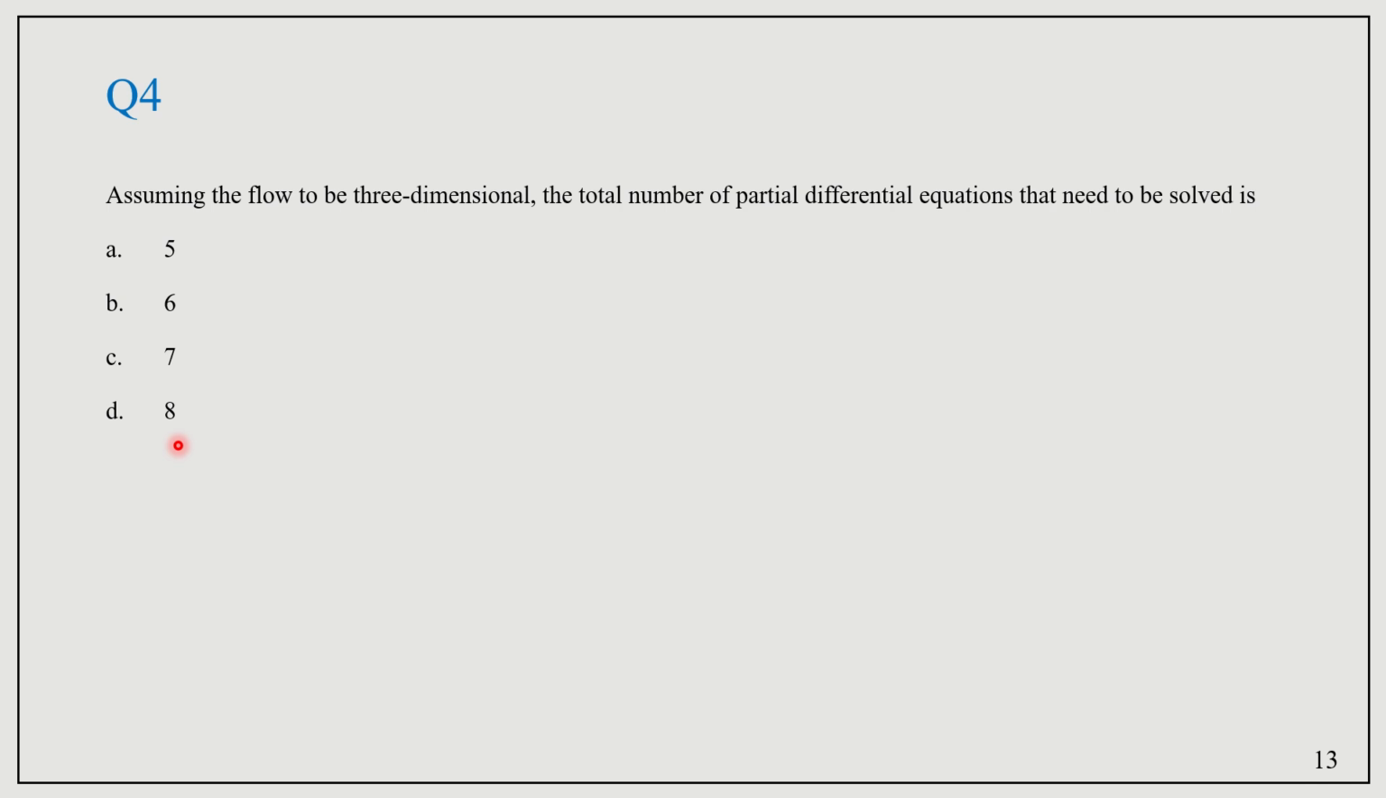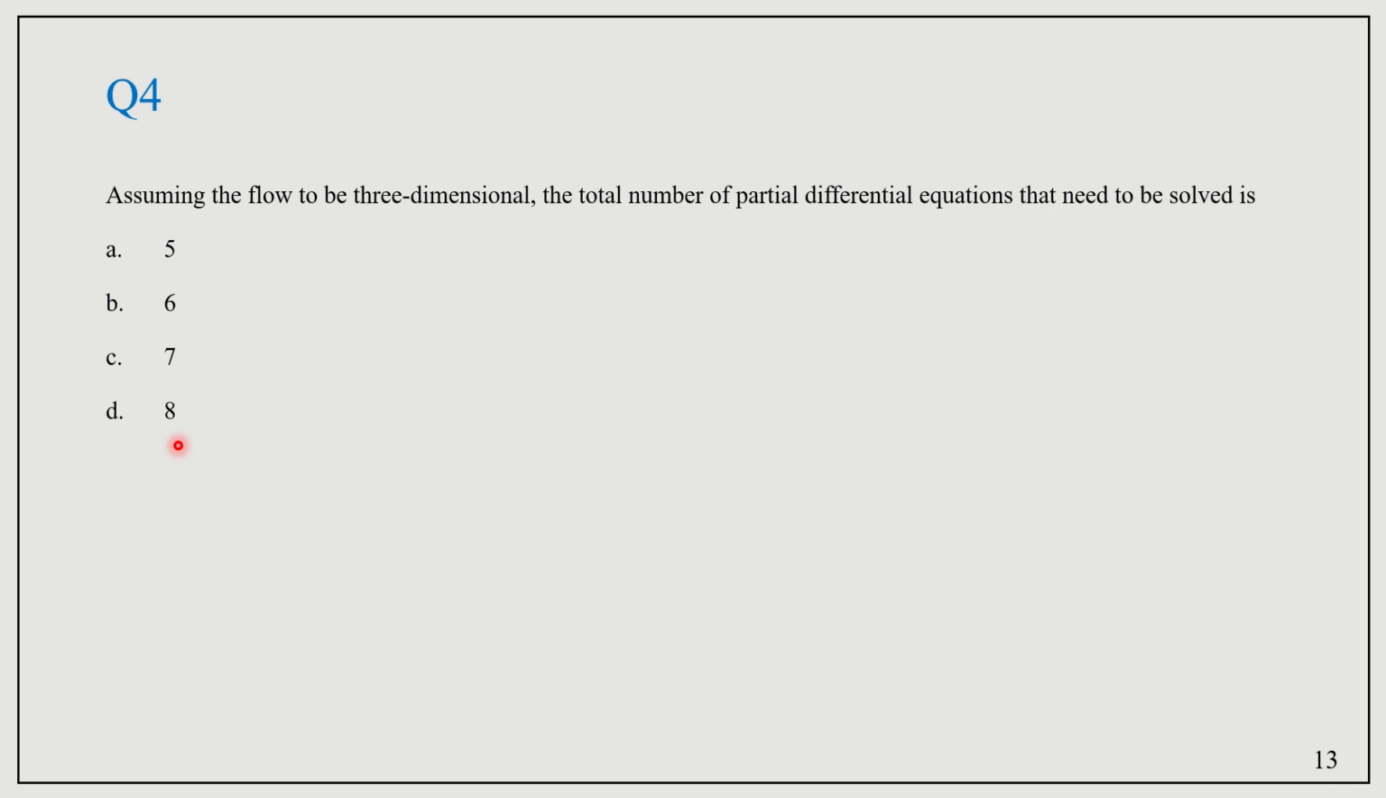So the answer is option D, that is 8. Why? Because, to be more precise, we have one continuity equation and three species balance equations that we have seen in the last problem itself. So we have four mass conservation equations. Similarly, we have three momentum conservation equations and one energy conservation equation. So 3 plus 1, again 4 equations. So the total number of partial differential equations becomes 4 plus 4, 8.